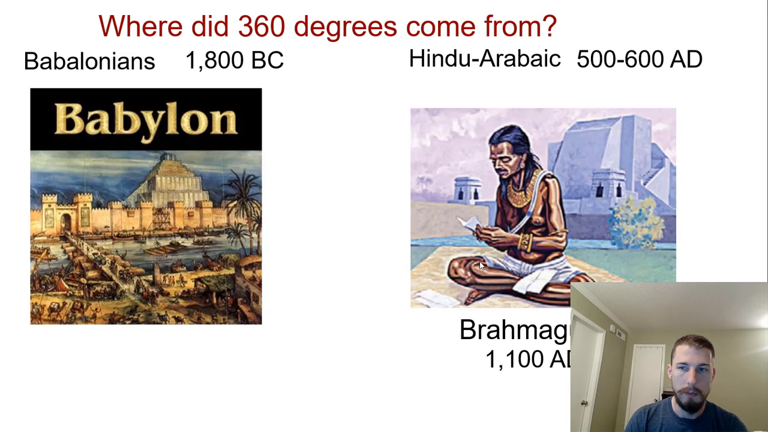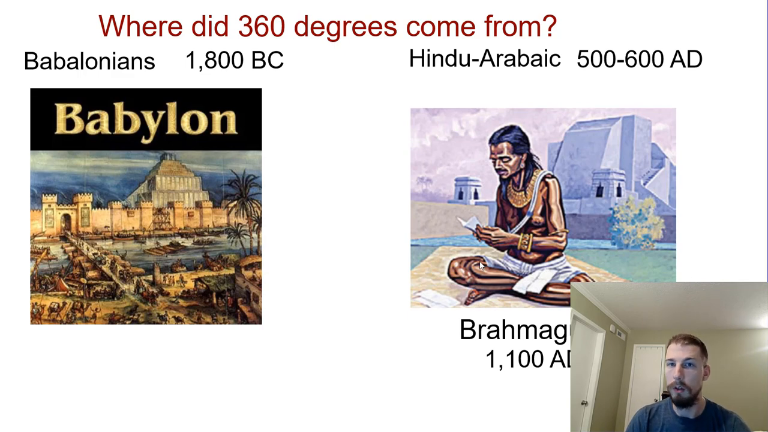Whenever we're measuring angles, we measure them out of 360 degrees, which is the full circle. But where did 360 degrees come from? You might be thinking 360 sounds really similar to how many days are in a year, right? Like 365.